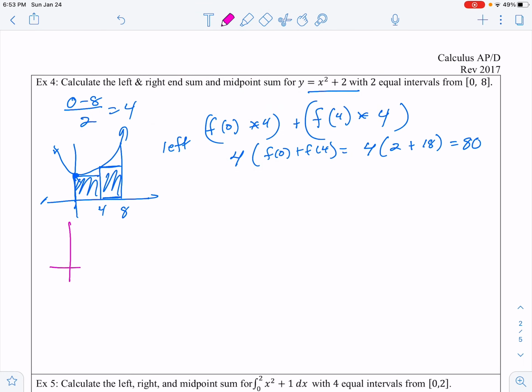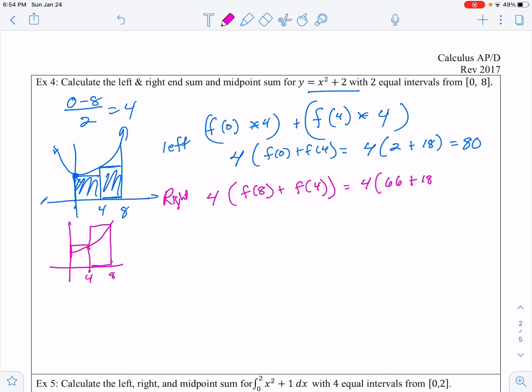Same graph. It goes like this. I'm at 4, I'm at 8. You come from the right. So I need 4, which is the width of the partition, times f of 8 plus f of 4. So you get 4 times, 8 times 8 is 64, plus 2 is 66, plus f of 4, which we did, was 18. You do the math, and you get 336. We're going to do units squared.